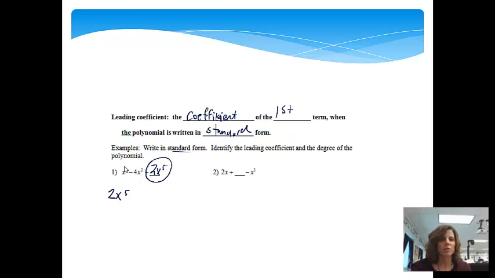My next one is going to be x cubed. It's a positive, so I'll put plus x cubed. And then my next term will be minus 4x squared. Okay, so it's in standard form.